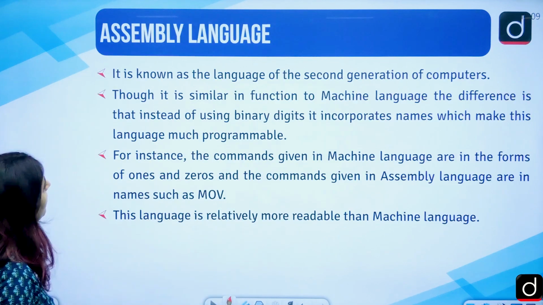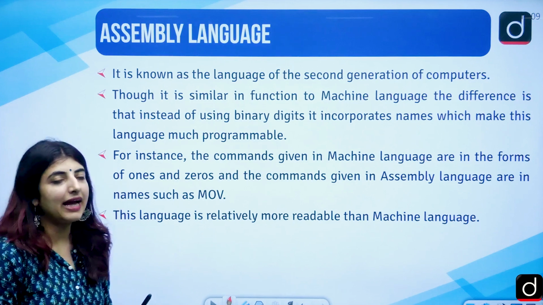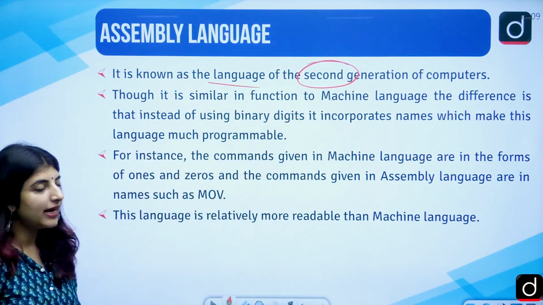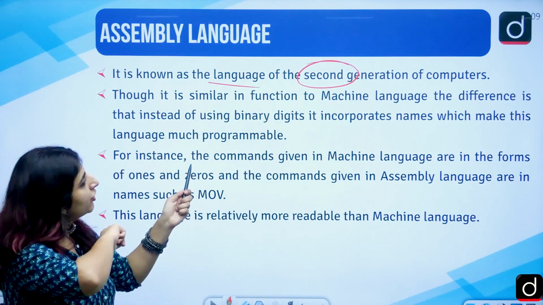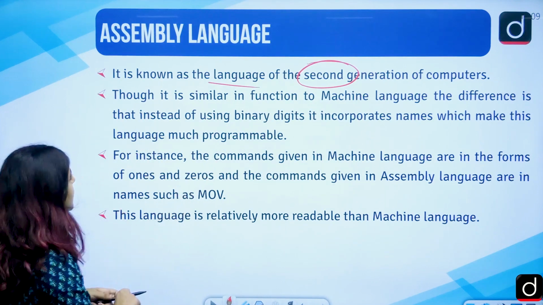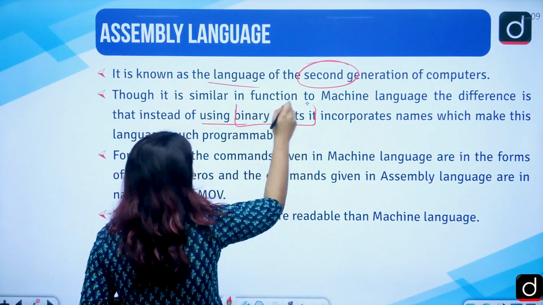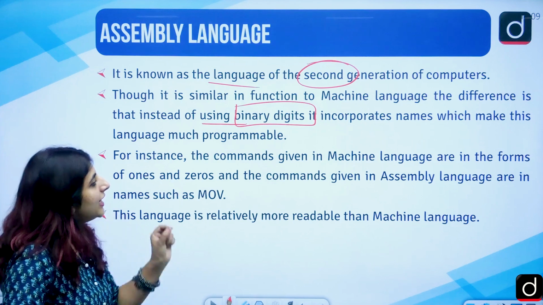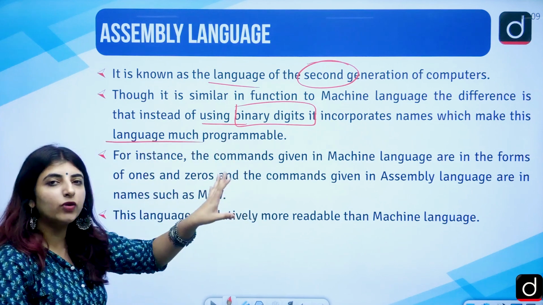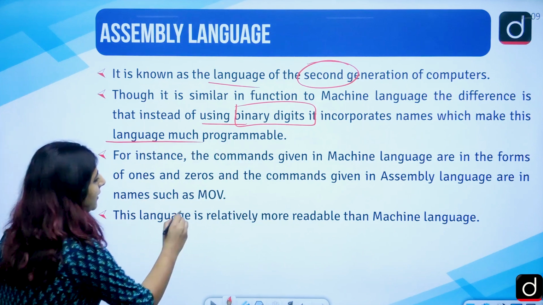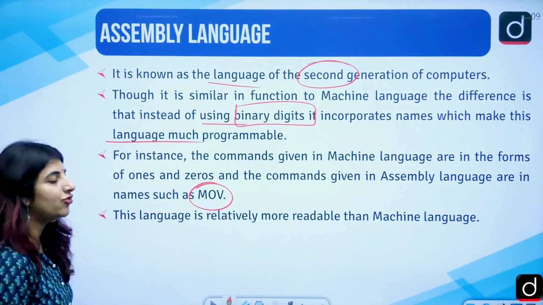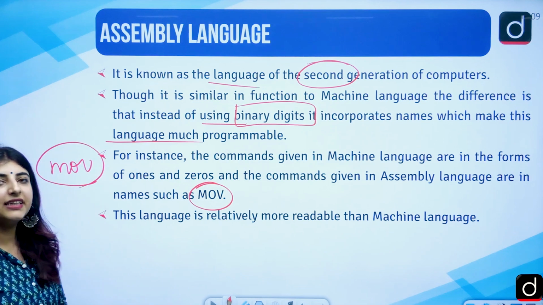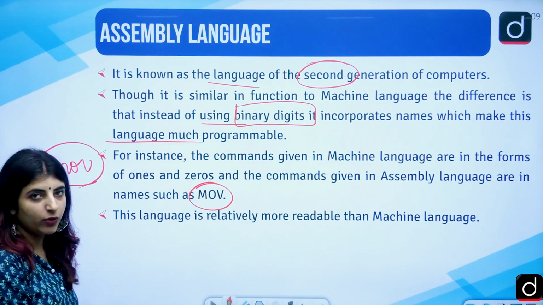Hence, machine language. Then we have assembly language. It is the language of the second generation of computers, correct? Though it is similar in function to machine language, the difference is that instead of using binary digits, it incorporates names, right, which makes this language much more programmable. We will see here, it will have a mnemonic such as MOV, which will mean move.